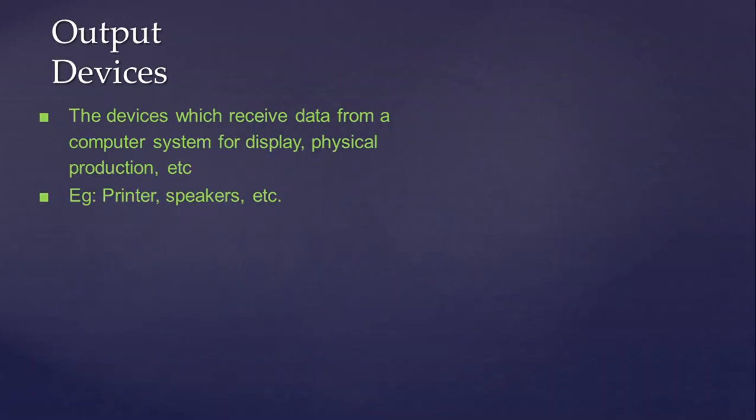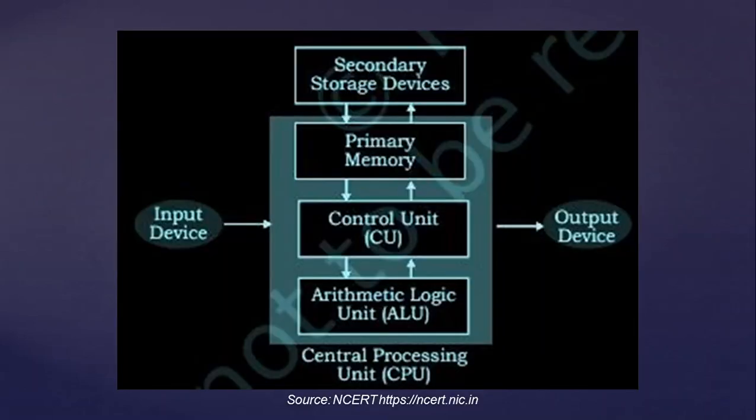Output devices are those devices which receive the data from a computer system for display, physical production, etc. Some of the examples include printer and speaker. This is a chart from NCERT which shows the diagram. As you can see, first we go from the input device to the primary memory, which can then go to the CU, then to the ALU, and vice versa, which finally gives us the output device.